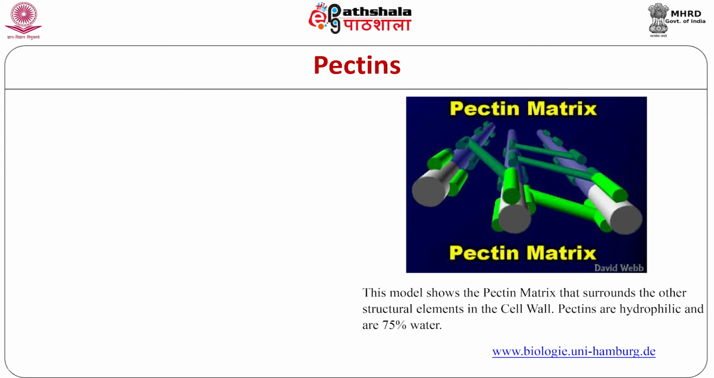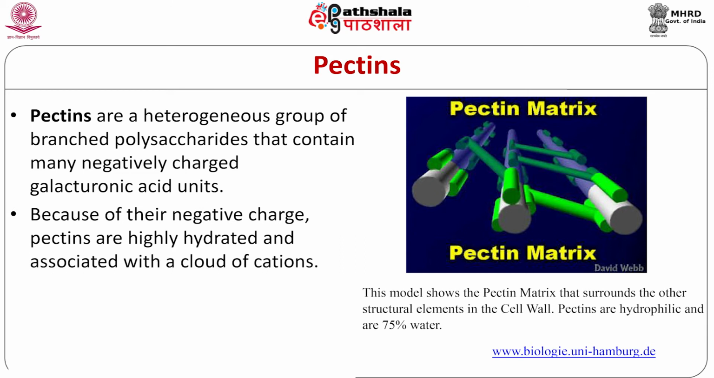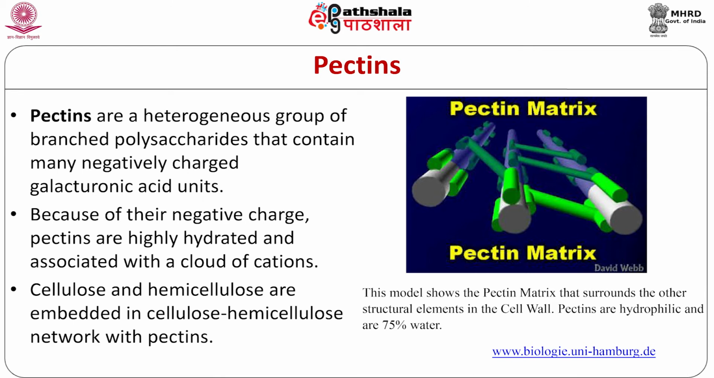Pectin is a family of complex carbohydrates found in all plant primary walls that play structural and informational roles in plant cells. Pectins are a heterogeneous group of branched polysaccharides that contain many negatively charged galacturonic acid units. Because of their negative charge, pectins are highly hydrated and associated with a cloud of cations. Cellulose and hemicellulose are embedded in the cellulose-hemicellulose network with pectins.